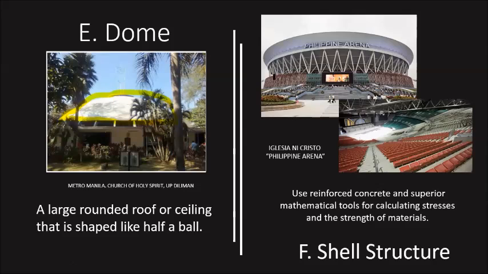Next, we have the shell structure. So this uses reinforced concrete and superior mathematical tools for calculating stresses and the strength of material. So these are economical because they can enclose a big area of space with a minimum of material. So this is the interior and this is the exterior of a shell structure, the Philippine Arena, owned by the Iglesia ni Cristo, the largest indoor arena in the whole world.